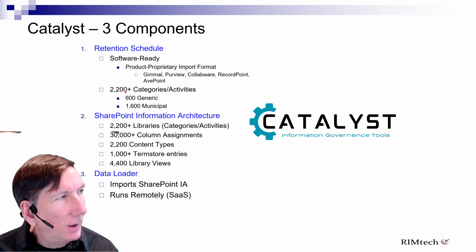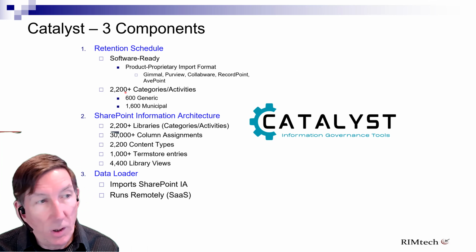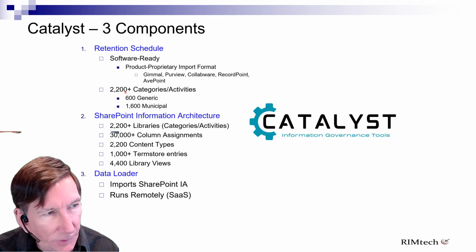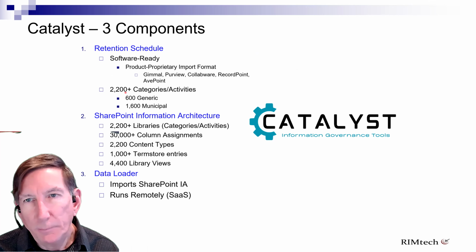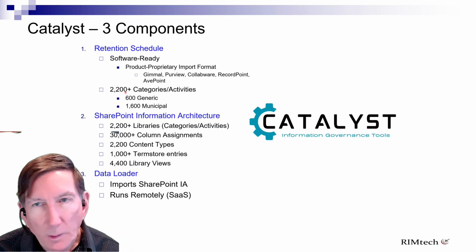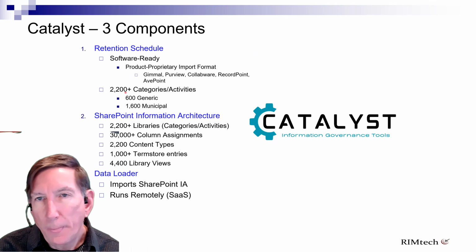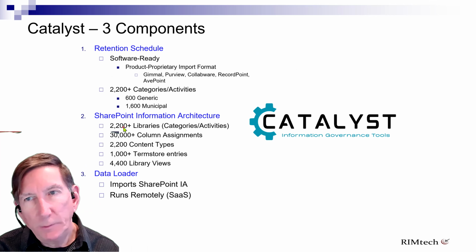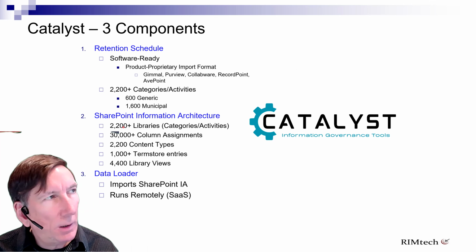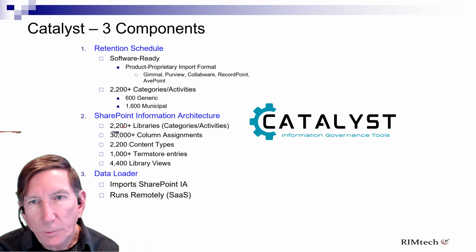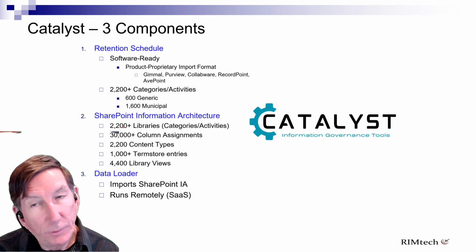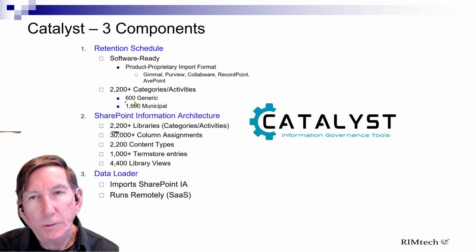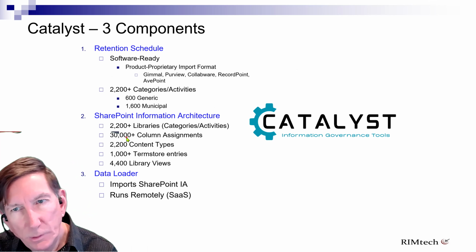What does generic mean? Well, stuff that happens in every business, like audits, contracts, employees, legal litigation, investigations, you name it. Fleet vehicle maintenance. You don't have to be a municipality to have a fleet, right? So there are a good 600 of them that are generic. And then we have the SharePoint information architecture. Remember, 14 columns times the number of categories. So we have over 30,000 column assignments, right? Over 30,000 of them. So any of these categories that you use, you already have the metadata ready to go in SharePoint.